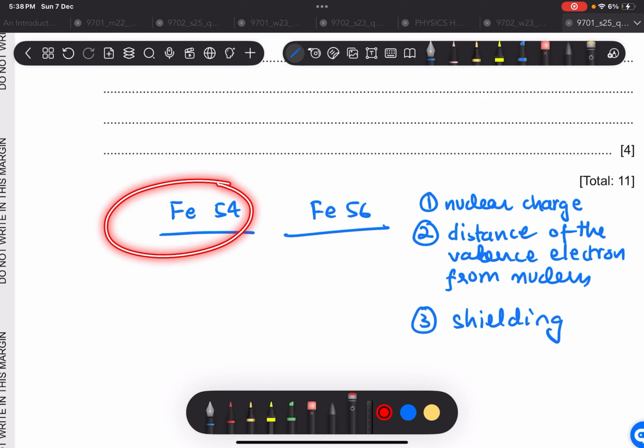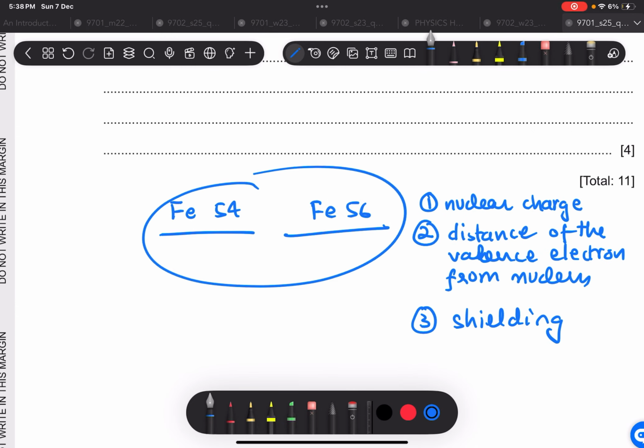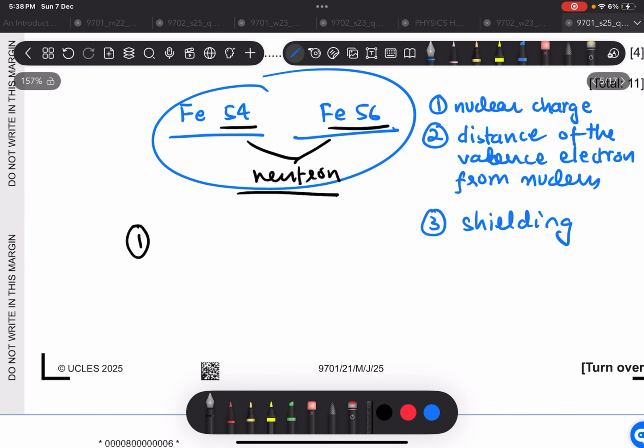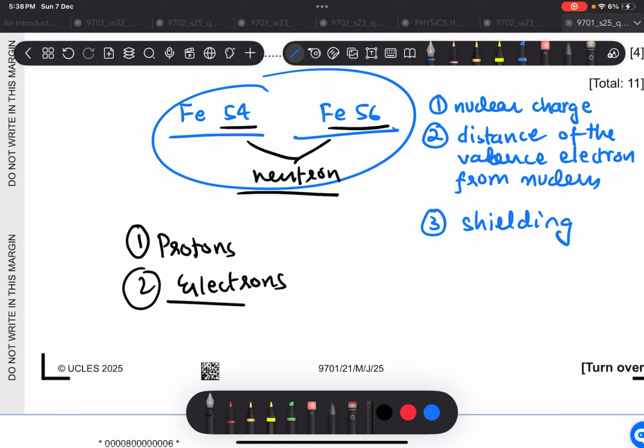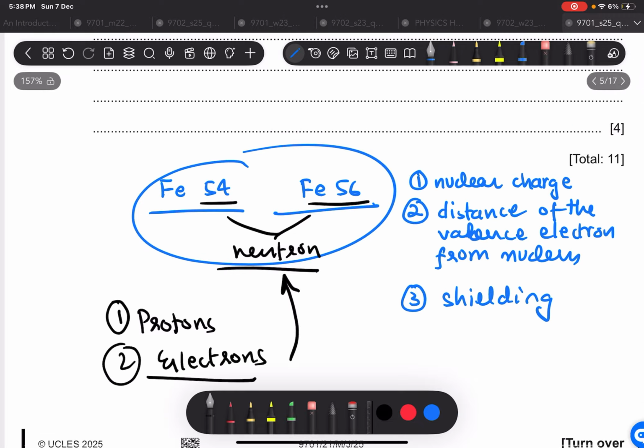Now, iron 56 and iron 54, both of them have the same electrons since they are the same atoms. What's different is the neutron number. The neutron number is different, and neutrons have nothing to do with ionization energy. Ionization energy has to do with your protons, it has to do with your electrons, but it has nothing to do with your neutrons. And what's different between these two atoms is that this one just has two more neutrons. So there's going to be absolutely zero difference between the ionization energy.